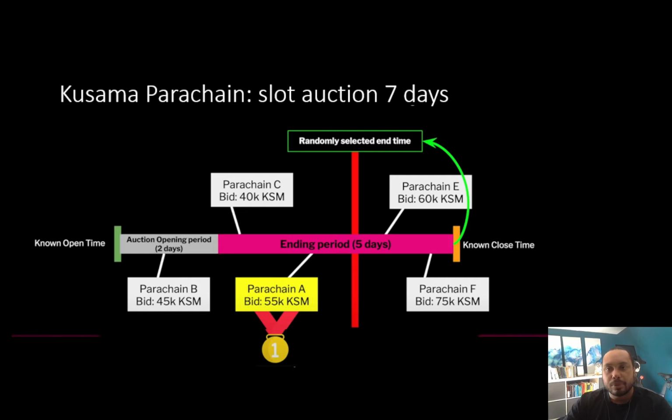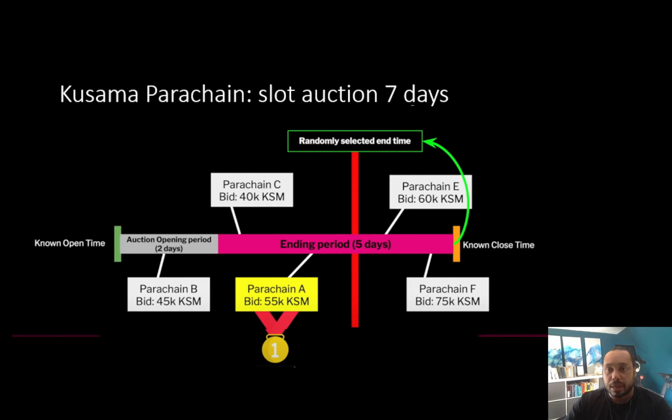So here is an example of how a parachain slot auction can take place. Right? There's a 7-day period. In these 7 days, there are multiple teams that can bid on their slot. And to bid on the slot, they need to bid with KSM.